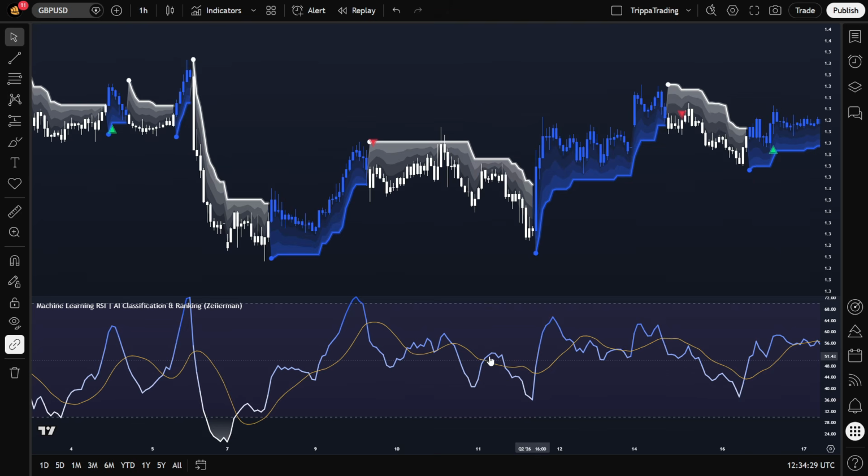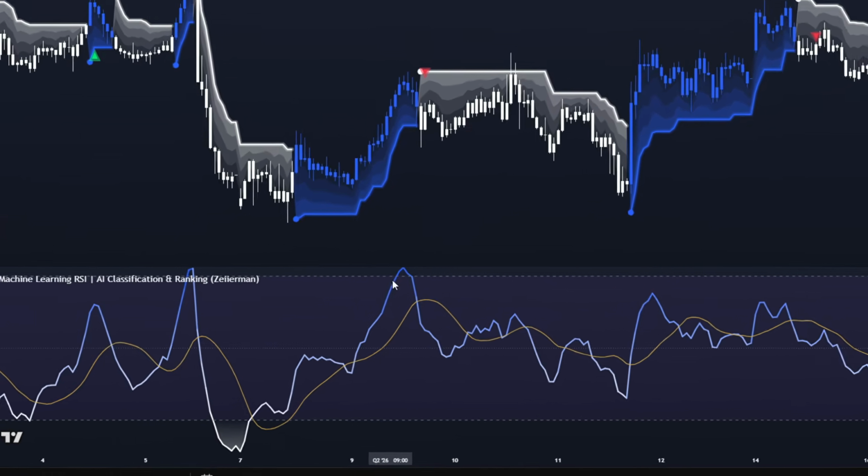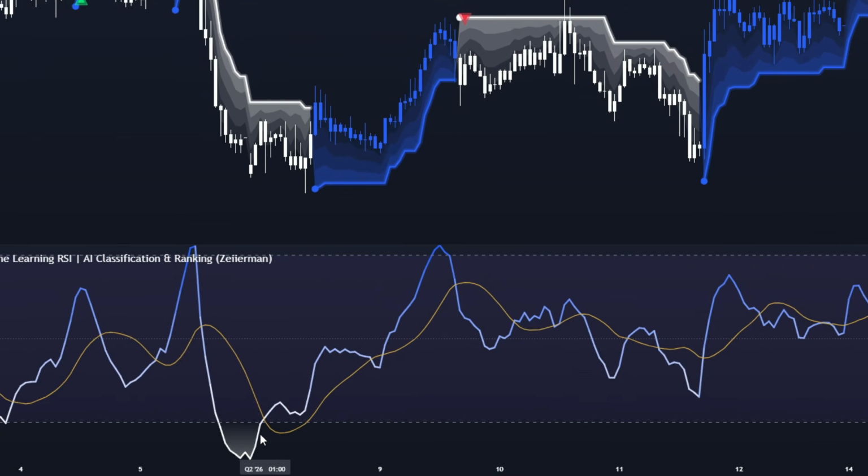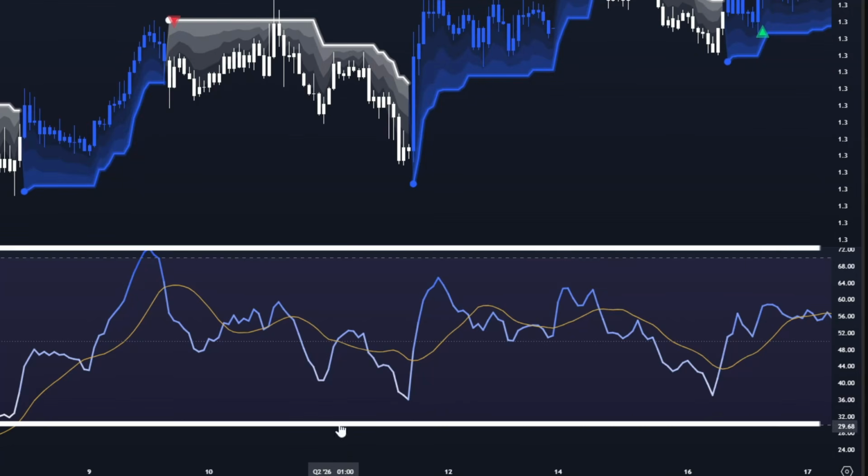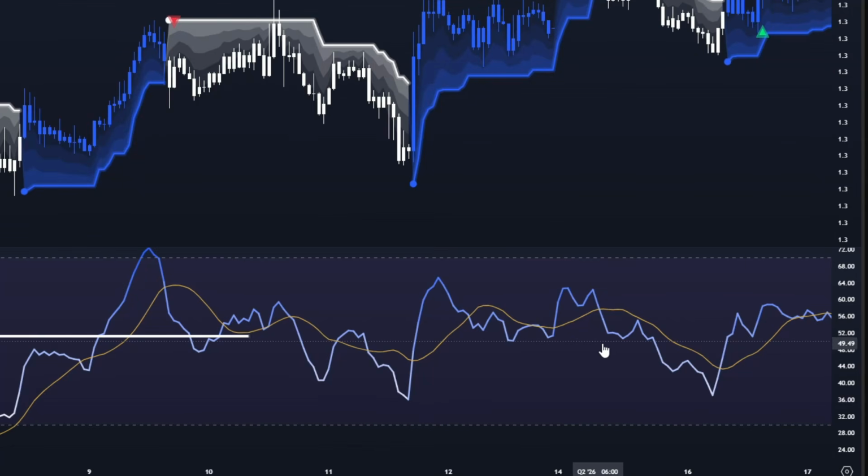Let's start with the oscillator, and then I will explain the bands on price. This line that changes color between blue and white is the Machine Learning RSI. The structure is similar to a normal RSI. It oscillates between 0 and 100, with the center line at 50.